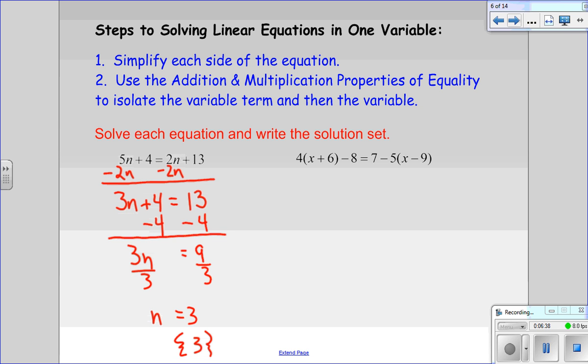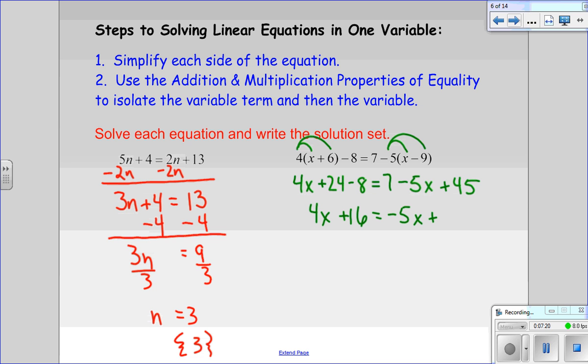The equation on the right involves a few more steps, but a similar process. We begin by distributing on the left side 4 into the quantity x plus 6 to get 4x plus 24. And we carry down parts of the equation. And then we distribute the negative 5 into the quantity x minus 9 to get minus 5x plus 45. We can still do more to simplify each side of the equation by combining our like terms. 4x plus 16 equals negative 5x plus 52.